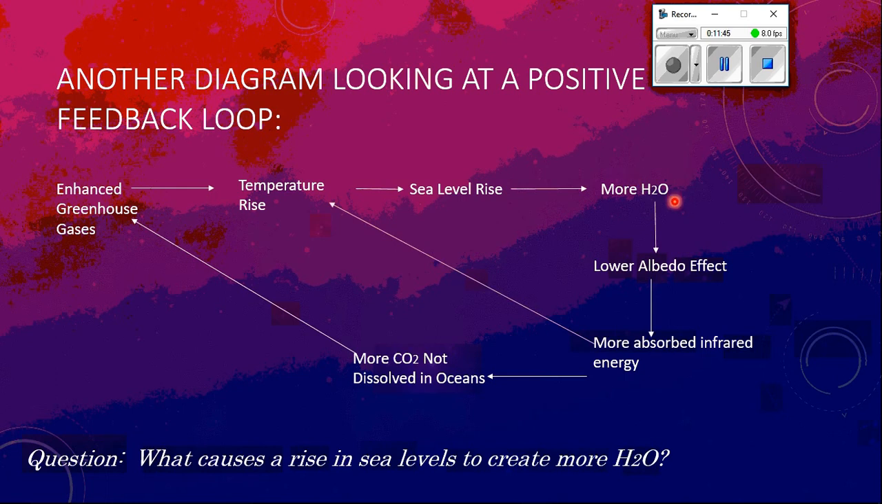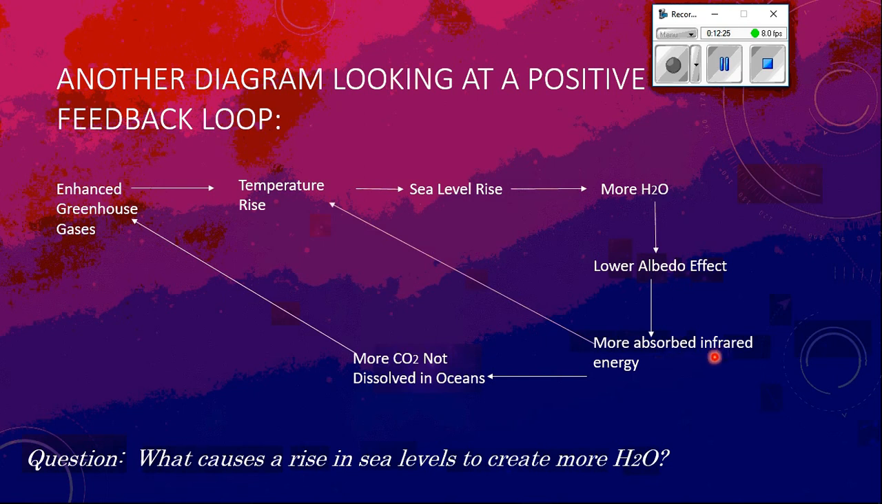As you have more water in your ecosystem, you have a lower albedo effect. And we talked about the albedo effect on Friday. Why would a lower albedo effect be created if you have more water? Think about that. If you have a lower albedo effect, you have more absorbed infrared energy. If you have more absorbed infrared energy, well, you have a higher temperature. You have a higher temperature, you have higher sea level rise, and so on and so forth, and you've got this positive feedback loop. Here's a second positive feedback loop.